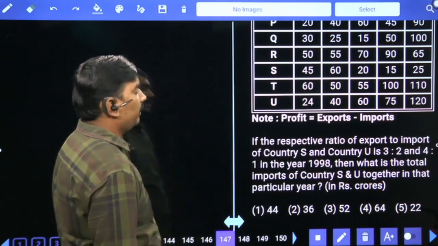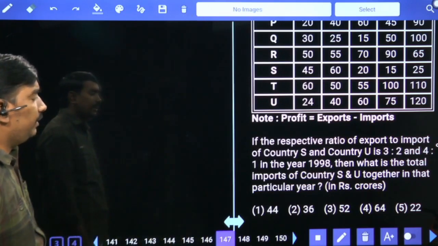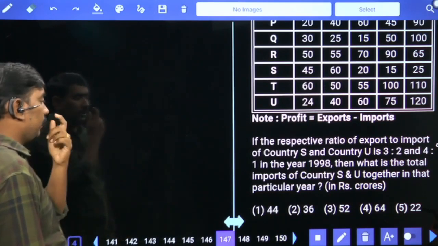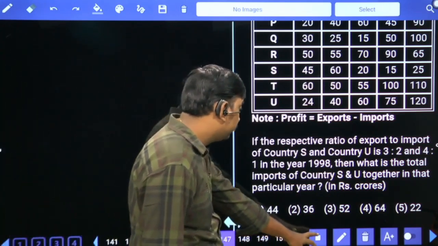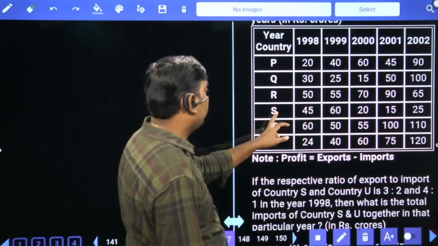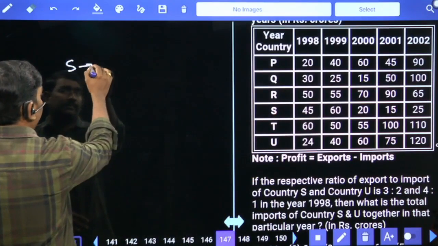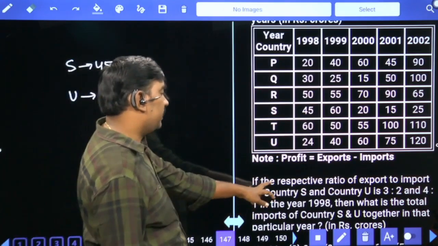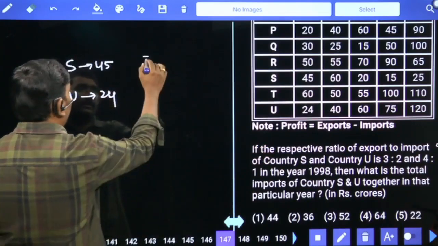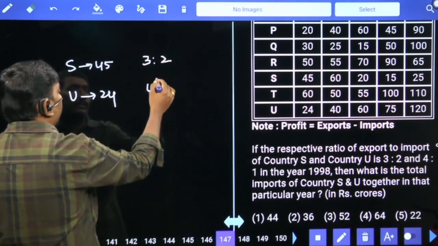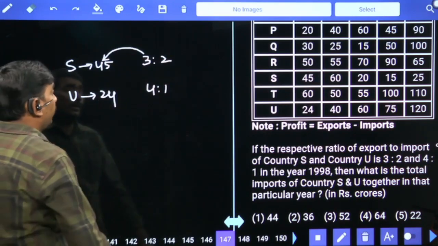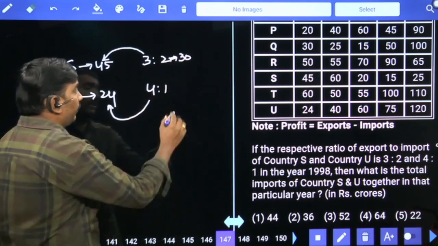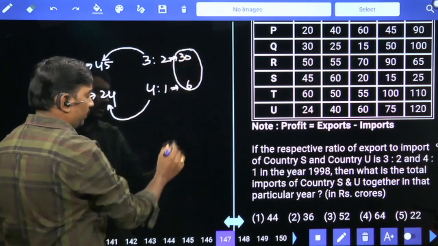If the respective ratio of the export to import of country S and country U is 3:2 and 4:1 in the year 1998, what is the total imports of country S and U together? 1998, S 45, U 24. These are the exports. Export to import 3:2 and 4:1. 3 parts value 45, 1 part value 15, 2 15s are 30. 4 parts value 24, then 1 part value 6. Total imports are 36.